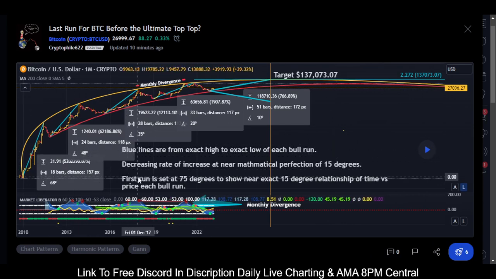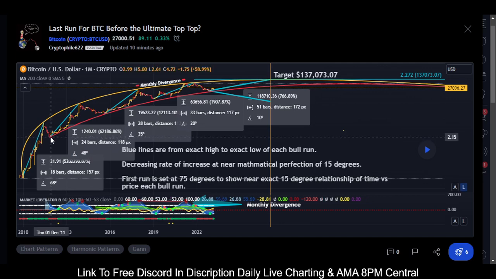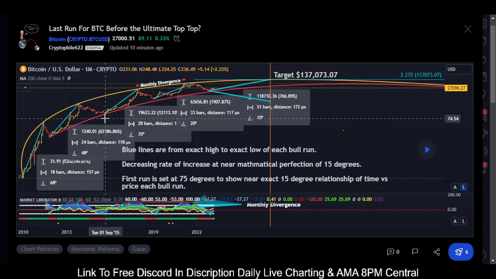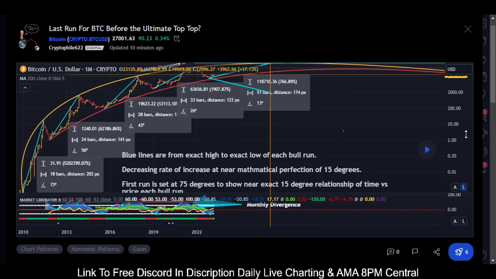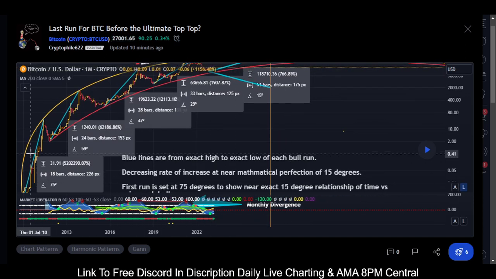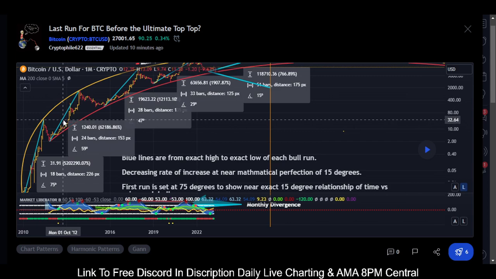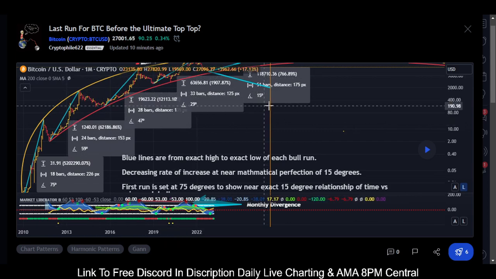The most important thing and purpose of this chart is on a log scale, if you go from swing low to swing high in each bull run and its corresponding bear trend, bull run, bear trend, bull run, bear trend, you'll see if we adjust the price scale, we'll adjust it so the first one is at 75 degrees, we're losing about 15 degrees of time versus price.